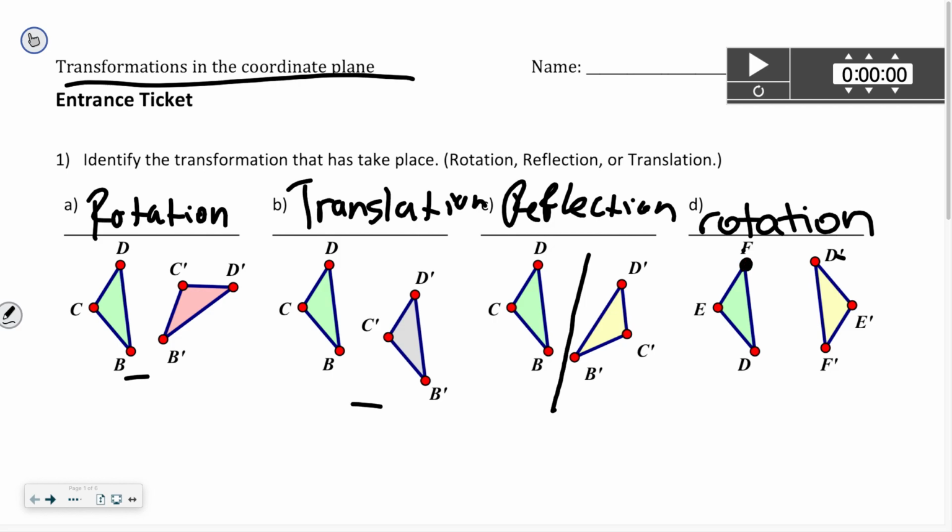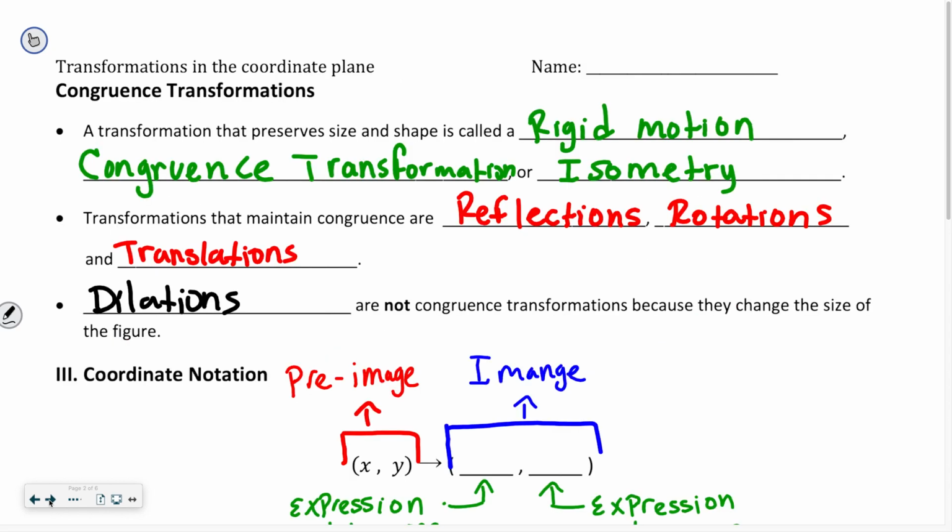Notice that F is actually down here. So this is F and this is F prime. Got it? Okay, so that's a rotation. If we go on, we notice that we have a new word here.